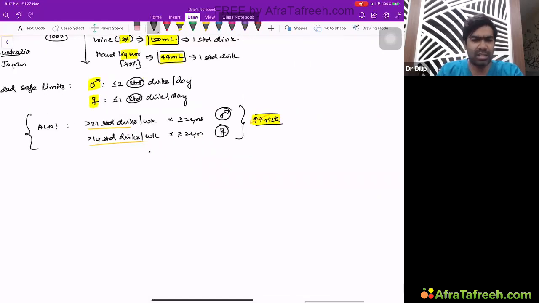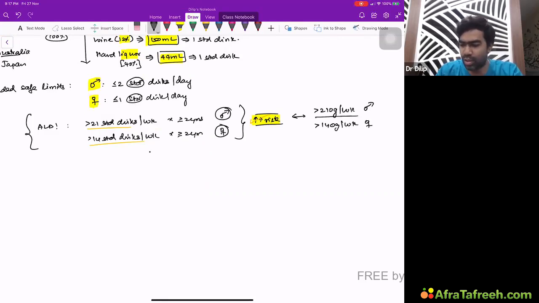But this is the standard, like the US definition, but Harrison will give you a different definition. For example, if you're taking more than 210 grams per week for more than 2 years in a male, or more than 140 grams per week for more than 2 years if you're a female. So this is what Harrison tells you. But again, this is not a controversy, because Harrison is using 10 grams as a standard drink definition.